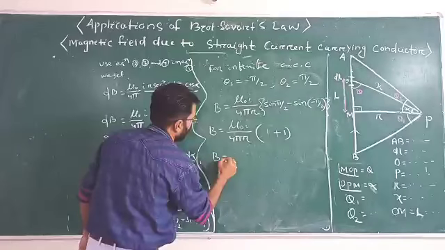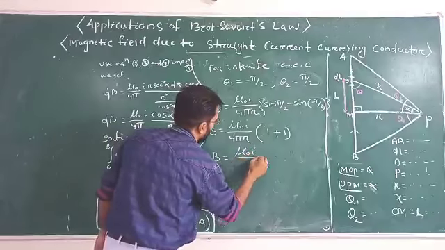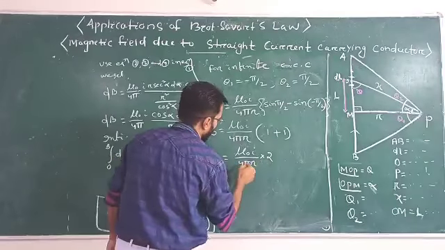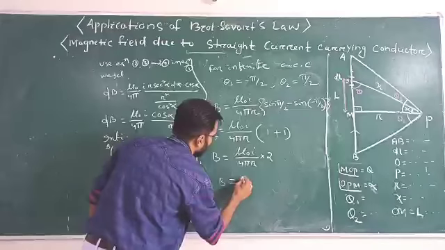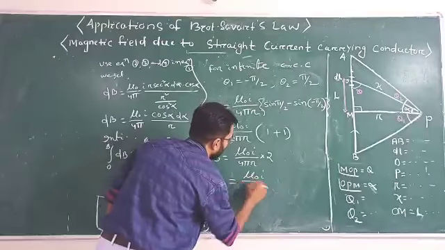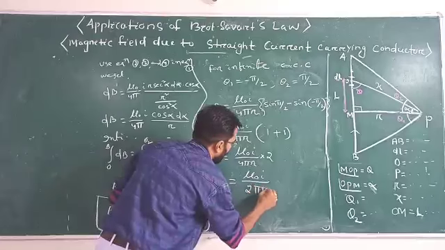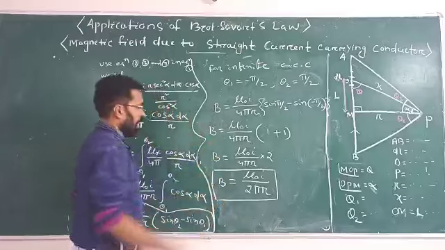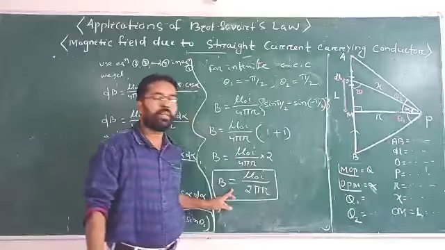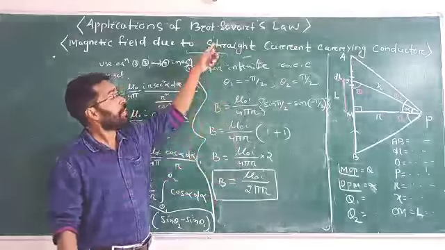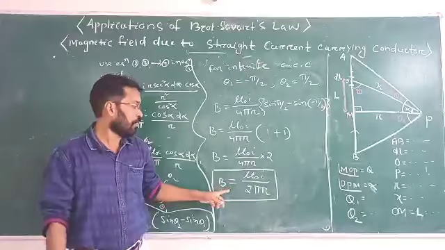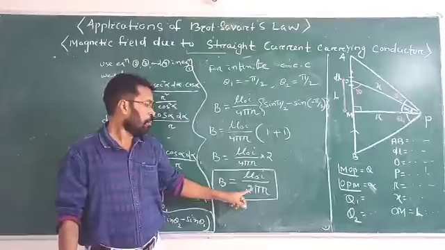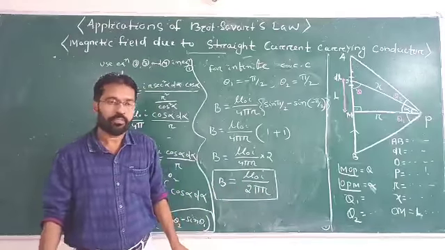B is equal to mu naught I upon 4 pi r into 2. Now 2 and 4 cancel, you will get mu naught I by 2 pi r. This is your answer for the magnetic field due to an infinitely long straight current carrying conductor. Okay, students, thank you.